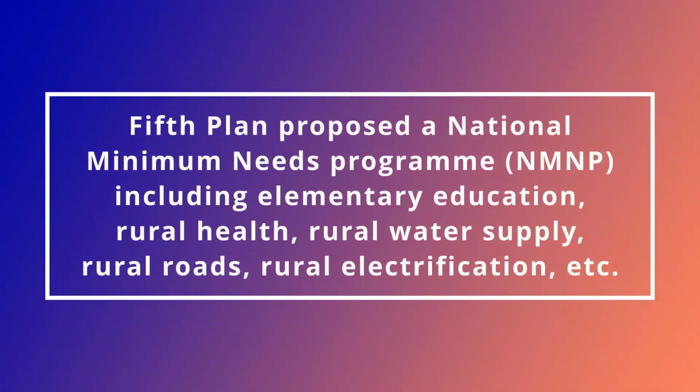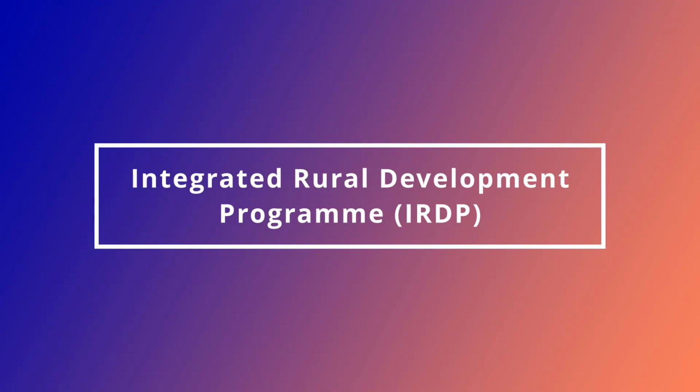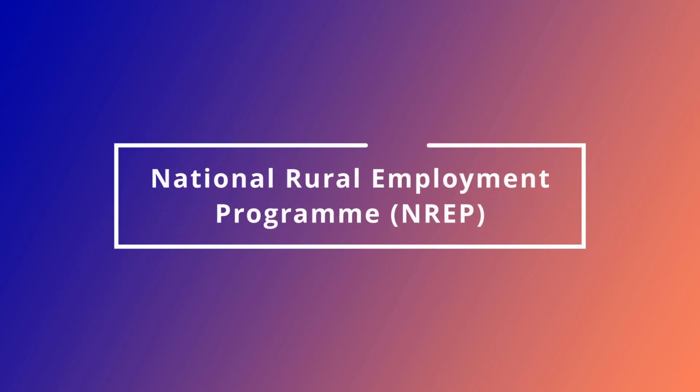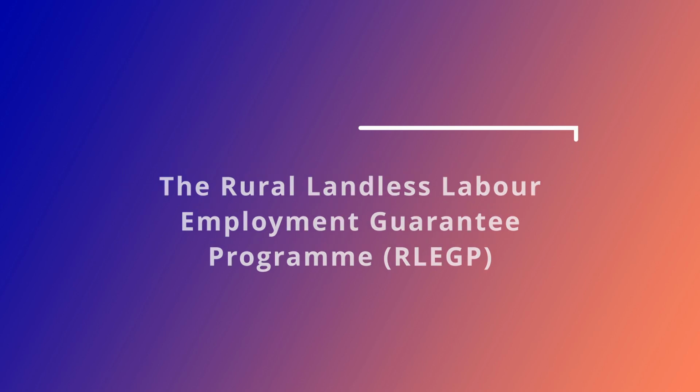The Fifth Plan proposed the National Minimum Needs Program, including elementary education, rural health, rural water supply, electrification, etc. And the Sixth Plan took up programs for direct poverty alleviation like the Integrated Rural Development Program, IRDP, Swarna Jayanti Gram Swarojgar Yojana, the National Rural Employment Schemes, the Rural Landless Labor Employment Guarantee programs, and many more.